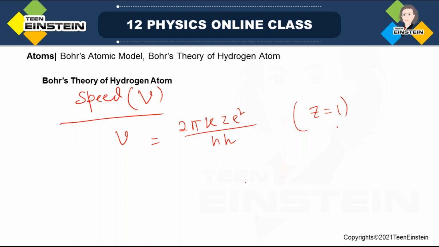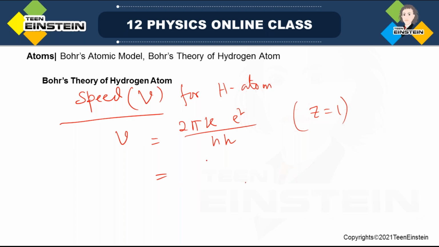In this case, let us say z is equal to 1 for hydrogen atom. For the H atom, if we put z equal to 1, then v is equal to 2 pi k e square by nh. Let us just remove the z from here. Now we'll do some simplification. Let me tell you what to do.